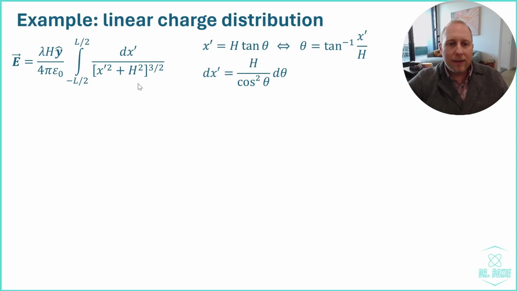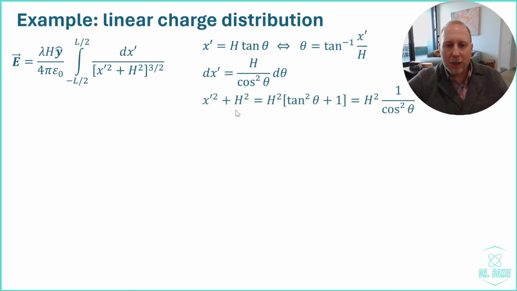And notice within the integral we have in the denominator x prime squared plus h squared. Well, that can be rewritten in the following way. If we replace x prime by h tan theta, we can take an h squared out of the brackets, and an identity in trigonometry is that tan squared of theta plus 1 is equal to 1 over cosine squared of theta. We can plug all of this into the integral, and we also adjust the boundaries of integration.